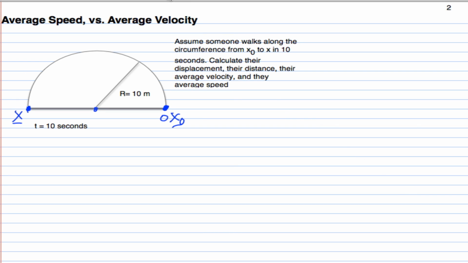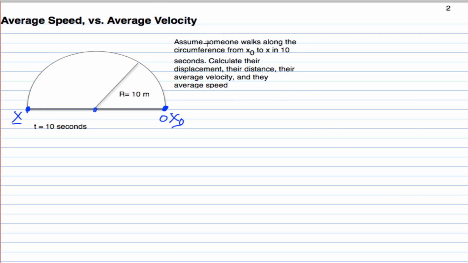I actually have a problem here that we're going to use to calculate average speed and average velocity, but I wanted to define them as well. Average speed is my total distance divided by the time that elapses on my trip. Average velocity is my displacement. I wrote that in the last video as x minus x naught, and a shorthand for that is delta x, the displacement, and I divide that by the time. So that's the average speed, that's the average distance.